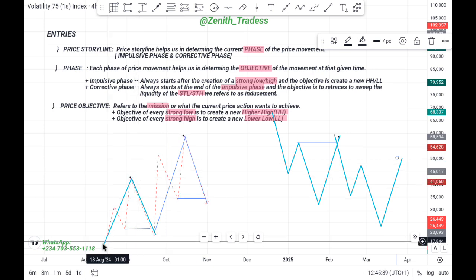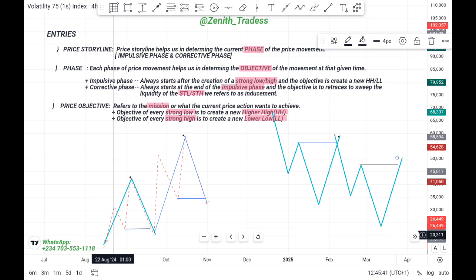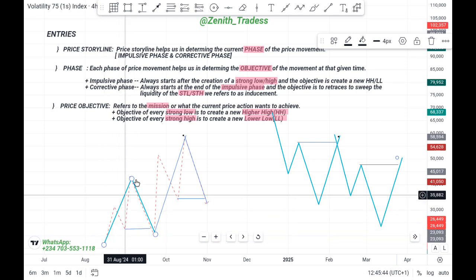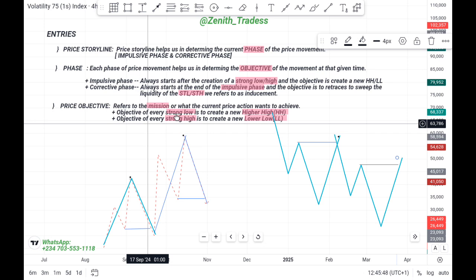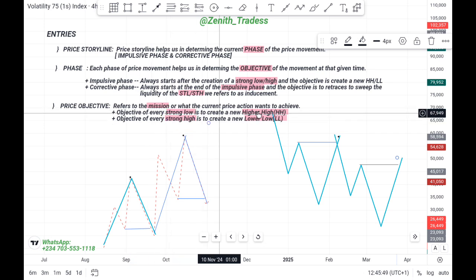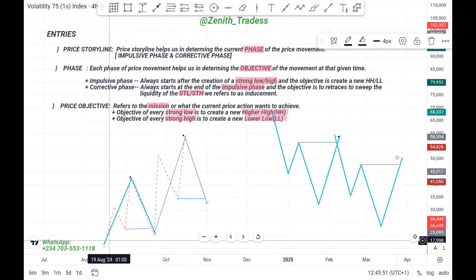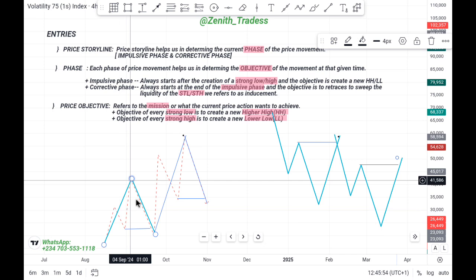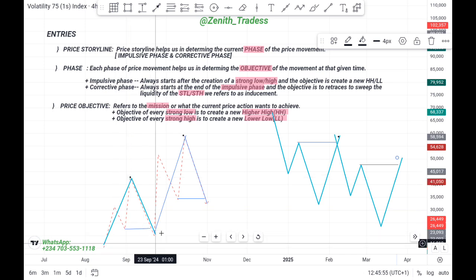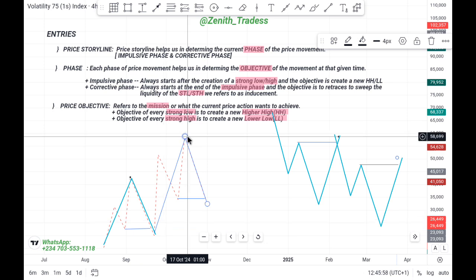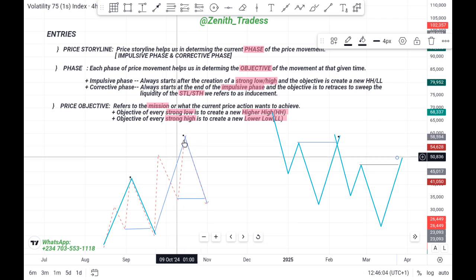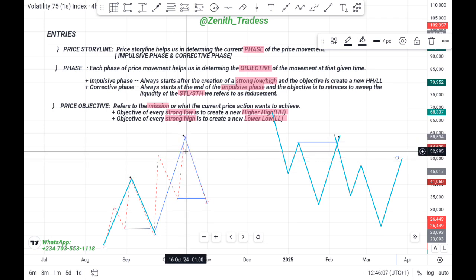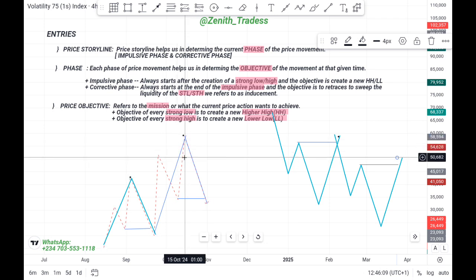So what is the objective of every strong low? Every strong low is to create a new higher high in an uptrend. Yes. The objective of every strong low is to create a new higher high. This is a strong low. The storyline tells us what the phase is. The phase now tells us what the objective is. So you have to trade with the objective of the price movement in mind.